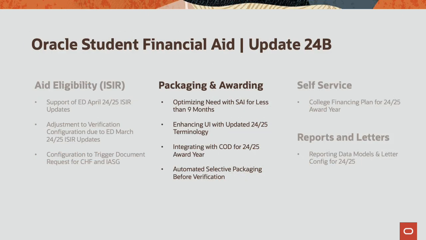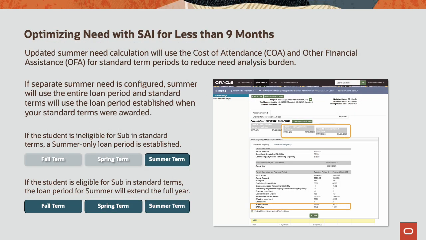Next, I will cover the features related to packaging and awarding. The first one is around enhancing our need calculation when periods are less than 9 months. As mentioned in prior Cloud Customer Connect events, the Department of Education will not be prorating the SAI, which does cause the student to have less need during periods that are less than 9 months.